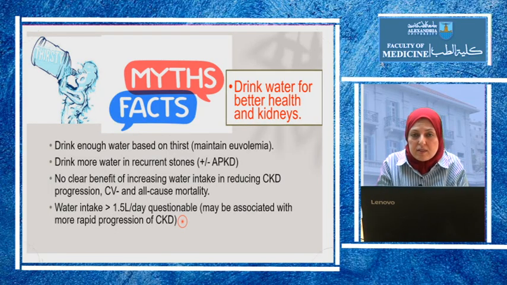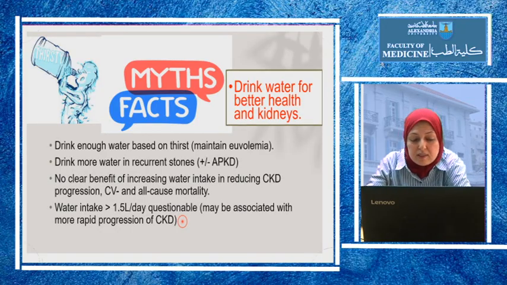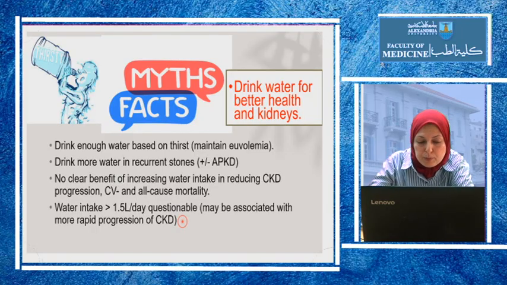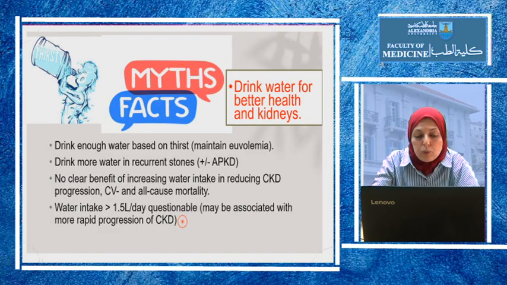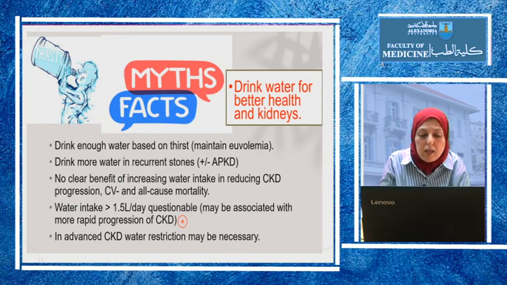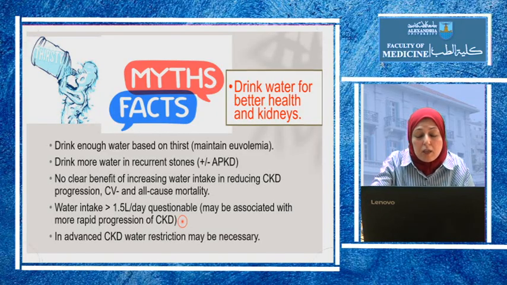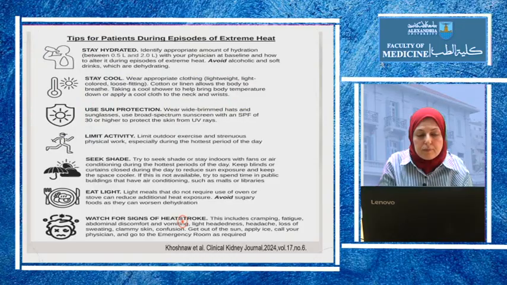And actually, in some studies, they found that water intake above 1.5 liters per day in patients with chronic kidney disease may be associated with more rapid progression of chronic kidney disease than maintaining the water intake between 1 and 1.5 liters per day. And in patients with advanced chronic kidney disease and in patients on high-dose diuretics, it is recommended that we tell them not to increase the water intake above 1 liter per day, or else they will have hyponatremia because their kidney is not able to maintain normal sodium.